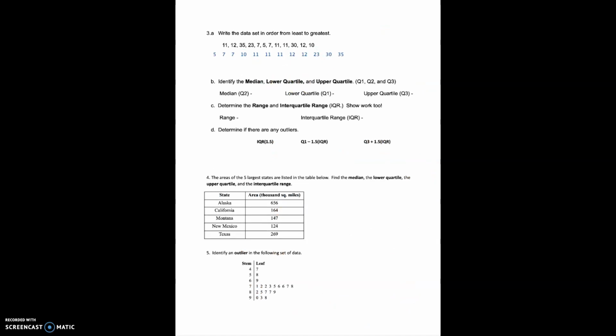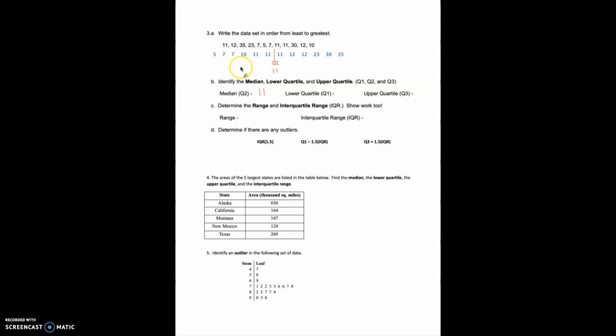So I have the values in order: 5, 7, 7, 10, 11, 11, 11, 12, 12, 23, 30, 35. So right now I'm going to figure out my median first. So my median is going to be right here in between these two 11s. And why is it there? Because we have actually 12 values in our data set. So this line now has 6 on the bottom half and 6 on the top half. So my median here is going to be, I'm going to label it Q2, which is 11.